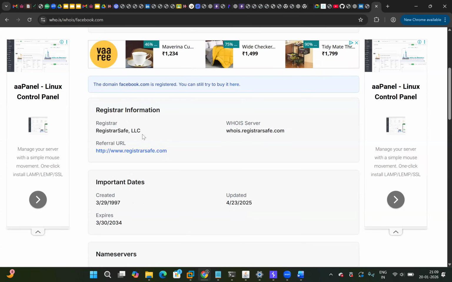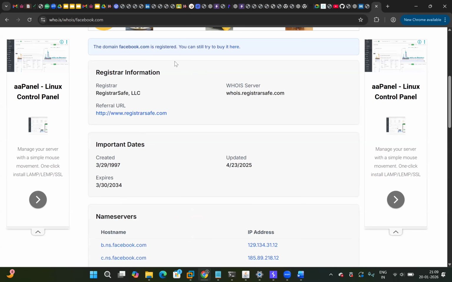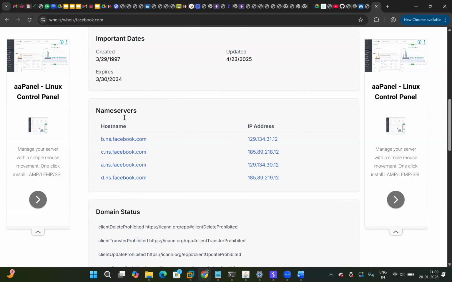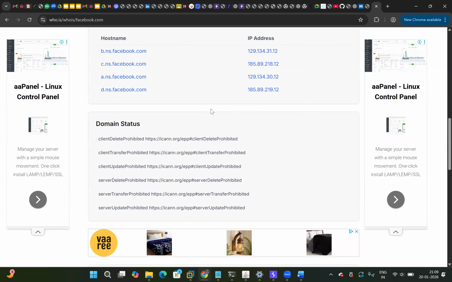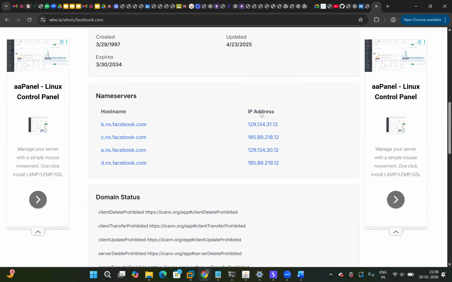Okay, so we can get the information about the domain, such as whether it is a registered domain or not, when it was registered, when it was updated, what the name servers are, and what the domain status is. So that information we can get.